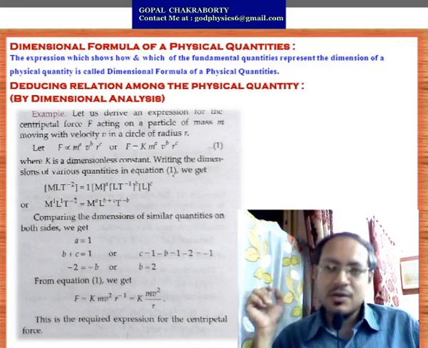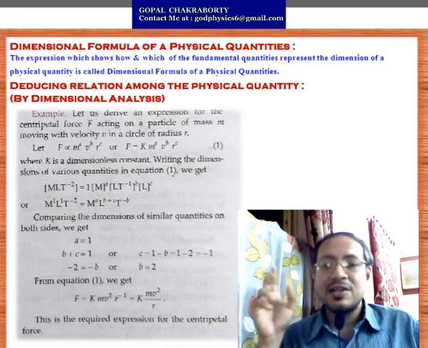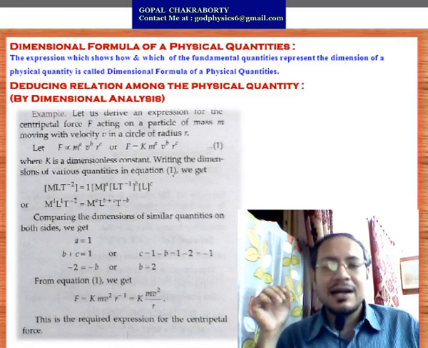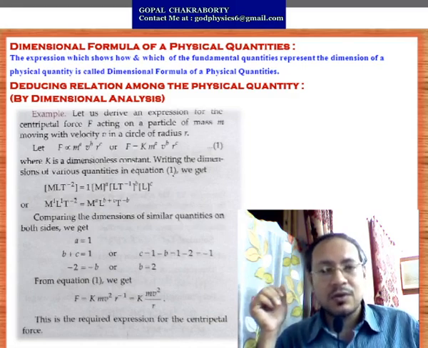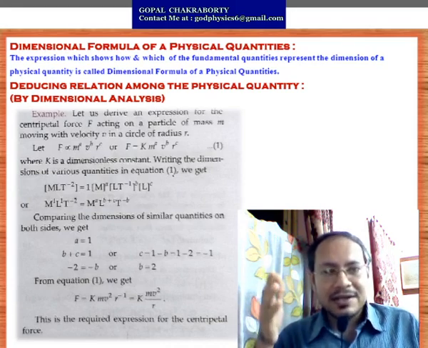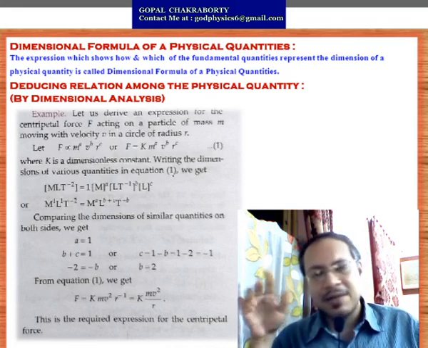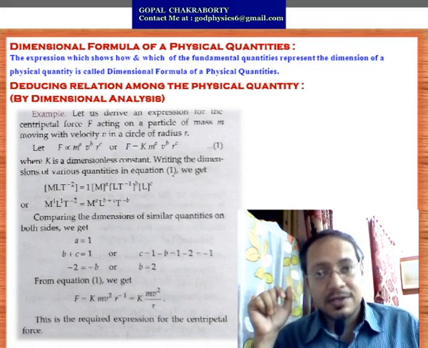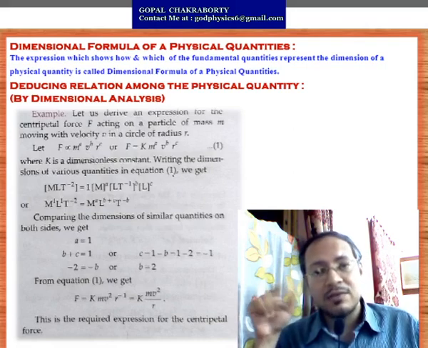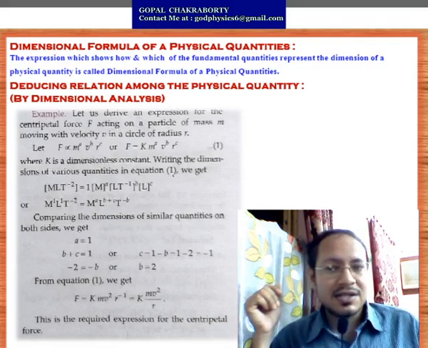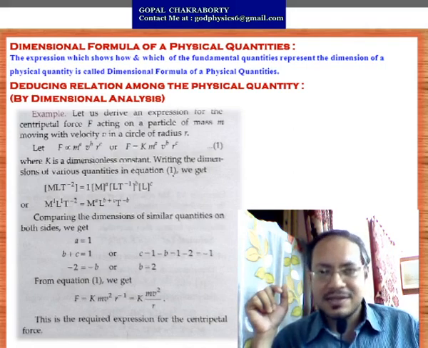Now the procedure is you have to substitute the dimension of both sides of this equation. On the left hand side, as it is a force, the dimension of force is [MLT^-2]. On the right hand side it is M to the power a, so [M]^a. Next one is velocity, that is [LT^-1] whole to the power b, and last one is r, that is distance, so [L]^c.